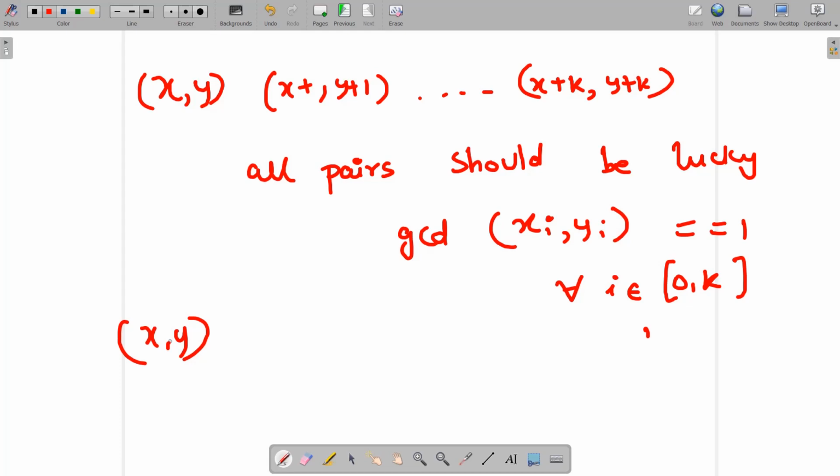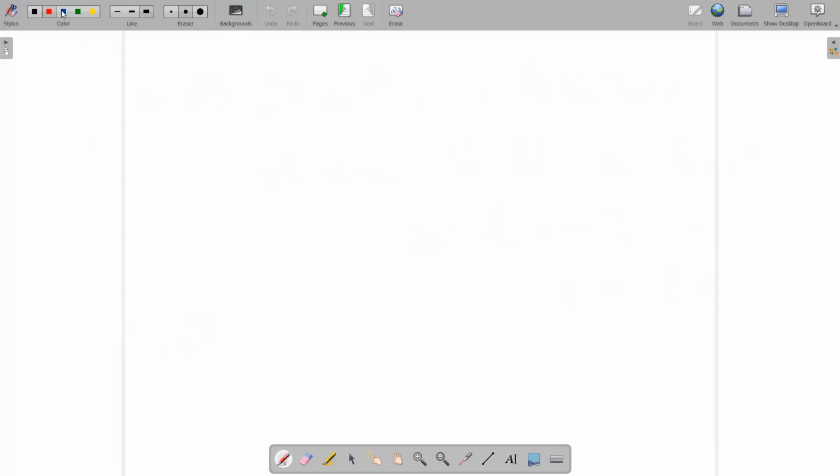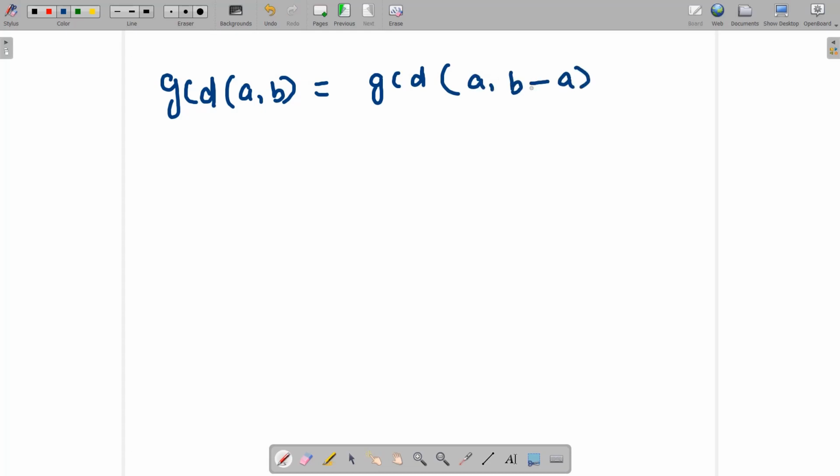So how do we solve this problem? Let's move on to find the approach to solve this problem efficiently. Now we use the concept of GCD. GCD of a comma b is equal to GCD of a comma b minus a. You must have heard this property of GCD.